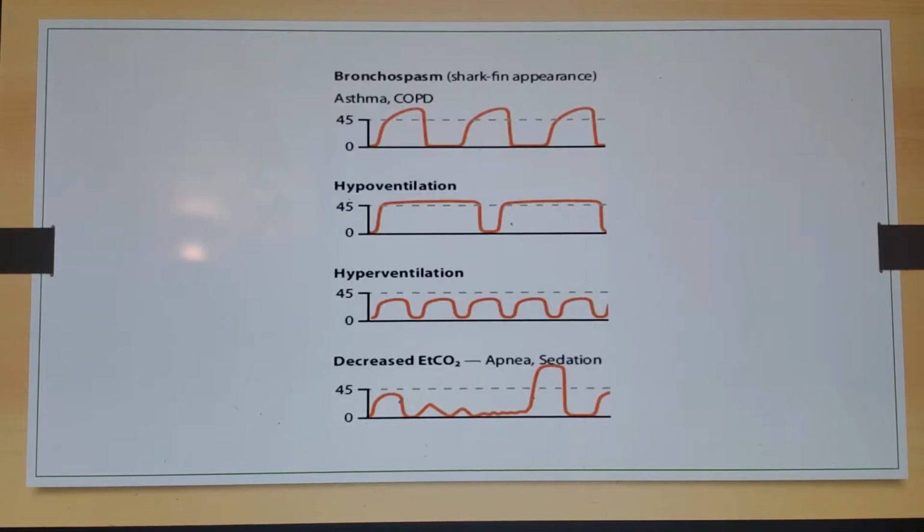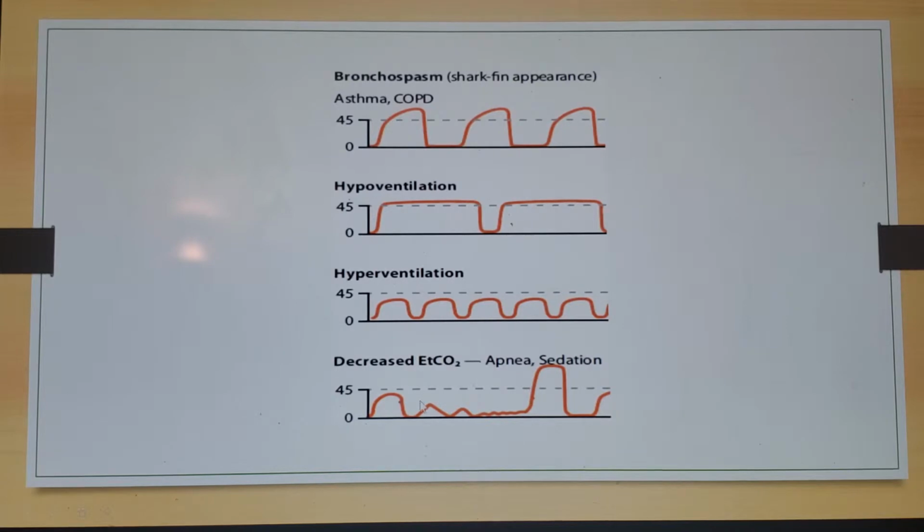You can use these to guide your decisions for Narcan use or just to do tactile stimulation or more invasive airway support. So the top one, just to go where we've talked about a little bit. Top one, there's your shark fin with your asthma, COPD. You lose that plateau, so it's a shark fin. Hypoventilation, big long breaths with high end-tidal CO2s. Hyperventilation, short, more rapid respirations, lower end-tidal CO2s.